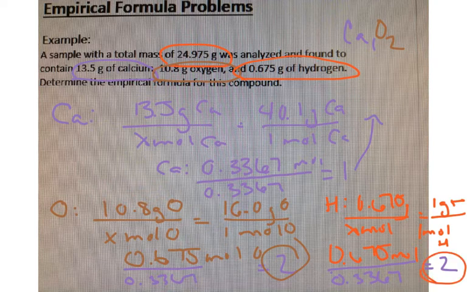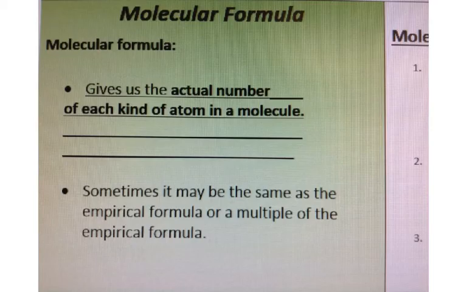And then my hydrogen was also 2, so it was H2. And this would be my empirical formula: Ca1O2H2. And all you have to do is continuously do this for every single empirical formula calculation. All right, now empirical is the most reduced.